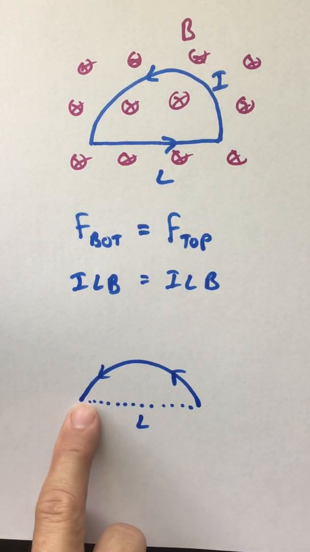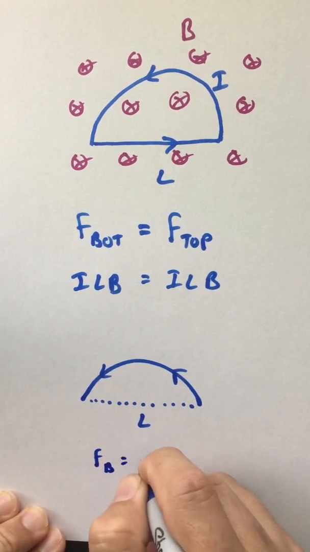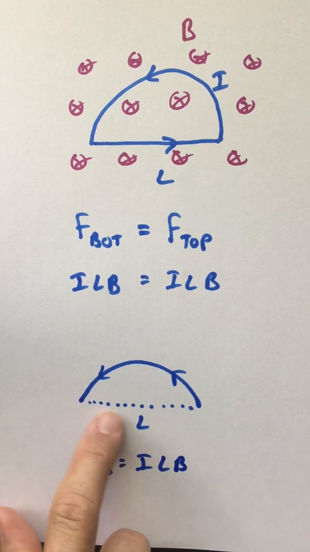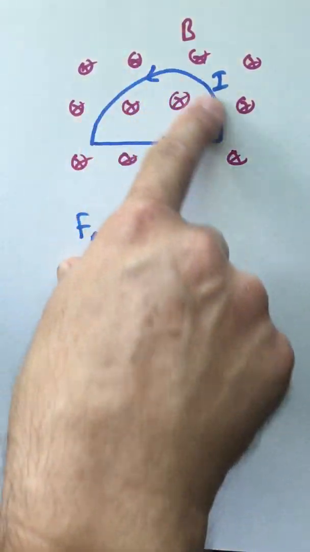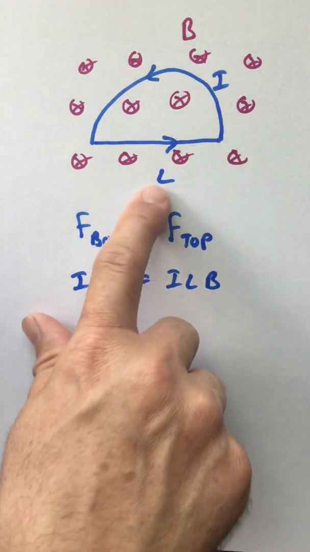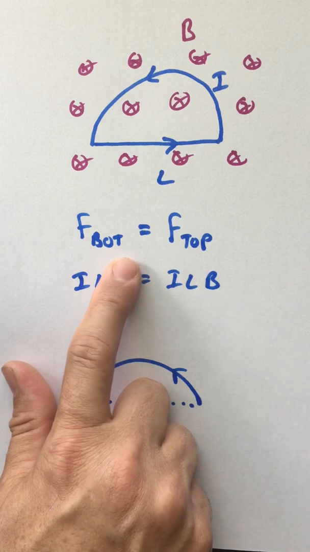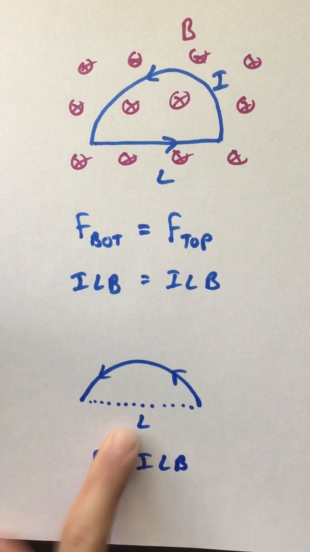And so you know that the force here would be ILB, which means the force on the top would still have to be ILB, even though this is not here. The fact that this is here doesn't change what the force is on this top. We just know what the force is here because we have to satisfy this condition: total force acting on the loop is 0. It works here too, even though there's not an actual current.